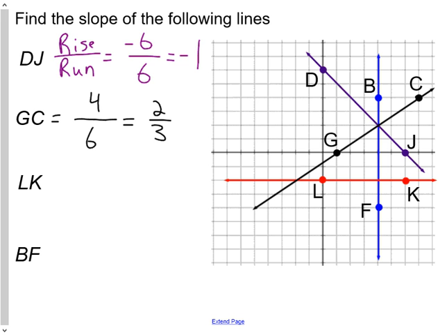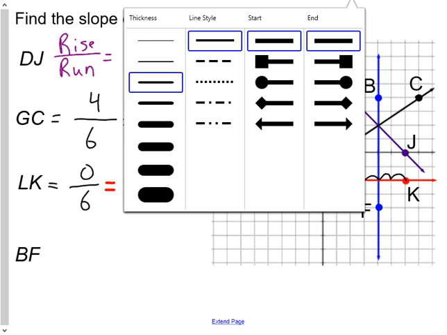Next, we've got the red line for LK, rise over run. There's not really much of a rise here. 1, 2, 3, 4, 5, 6 over is our run. Rising 0, right? And so our slope here is going to be 0 divided by a number, which is 0. Slope is 0.